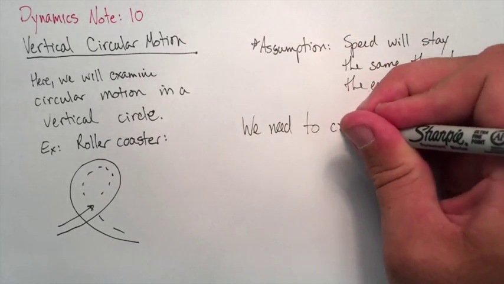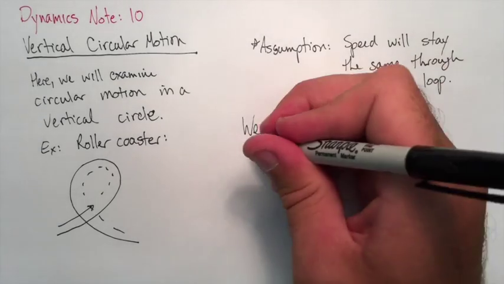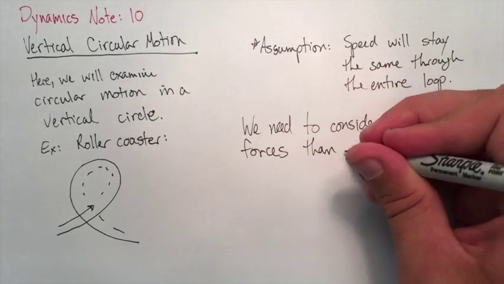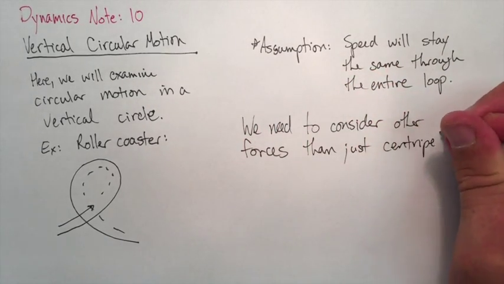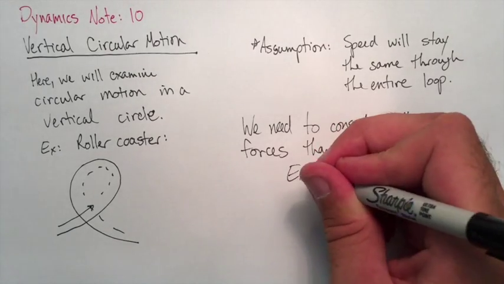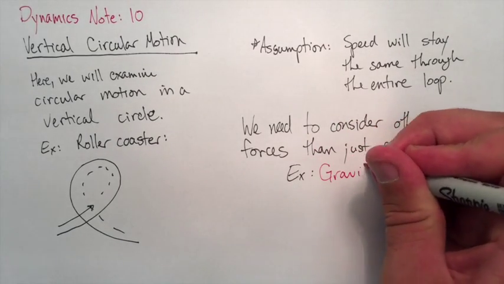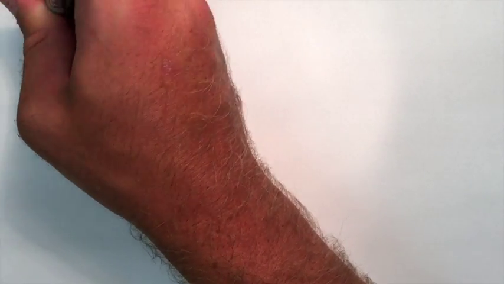So the condition of these problems, which makes them a little more difficult, is we have to consider more than just the force acting as a centripetal force. We have to consider gravity at different points in these loops. So let's try a numerical example.